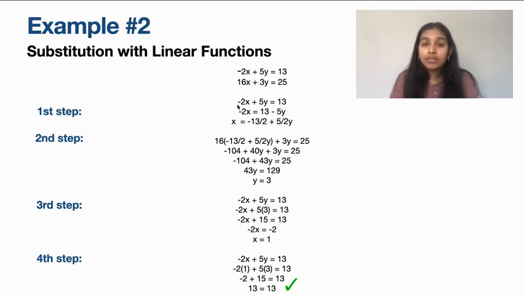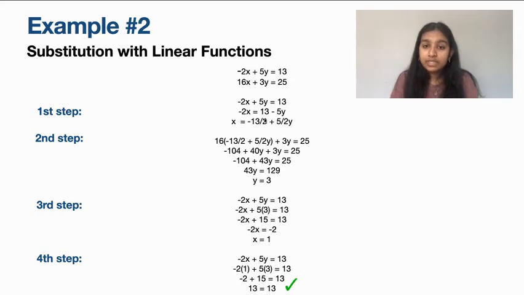To do that, we have negative 2x plus 5y equals 13. Subtract 5y from both sides, and we get negative 2x equals 13 minus 5y. From there, we have to divide by negative 2 to get the x by itself. So we have x equals negative 13 over 2 plus 5 over 2 y.